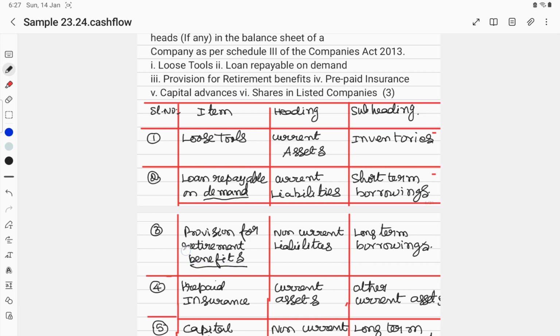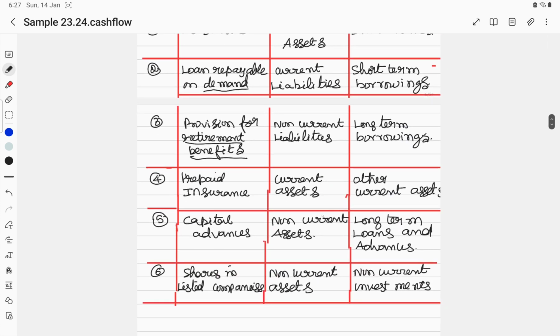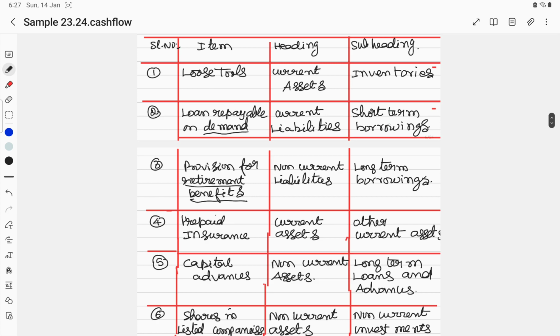Retirement benefit is a long-term one. Therefore, it comes under non-current liabilities, subheading long-term provisions. Prepaid insurance is a current asset. Short-term, under the heading other current assets. Capital advances: heading non-current assets, subheading long-term loans and advances. Sixth one, shares in listed companies: heading non-current assets, subheading non-current investments.